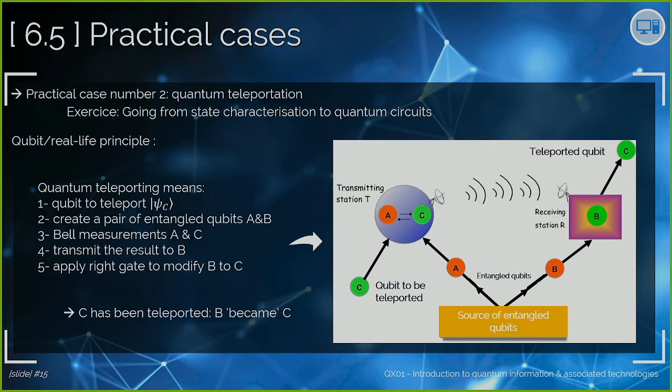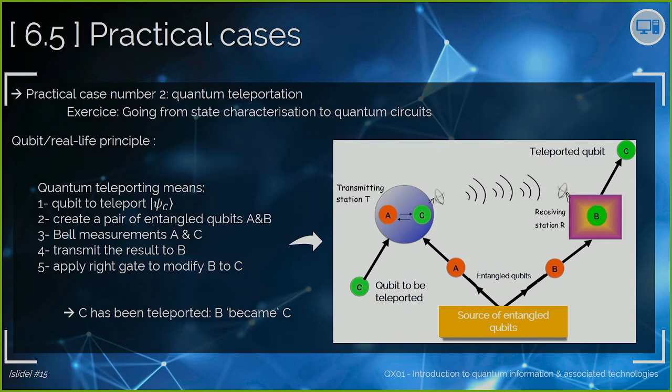You will find a specific result, a measurement. You need to transmit that result, the classical result, to B so that you can apply the right operation. You don't measure B, because you want to teleport C from one place to the other. Teleporting means that you remain in the quantum state. Otherwise it's not teleportation.